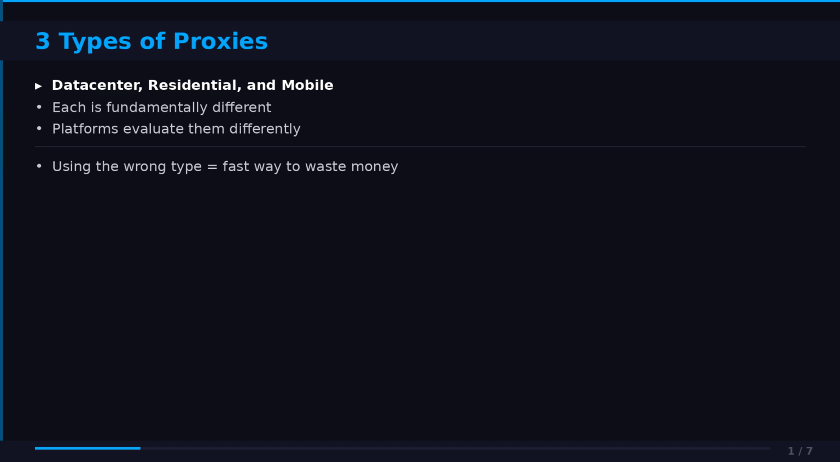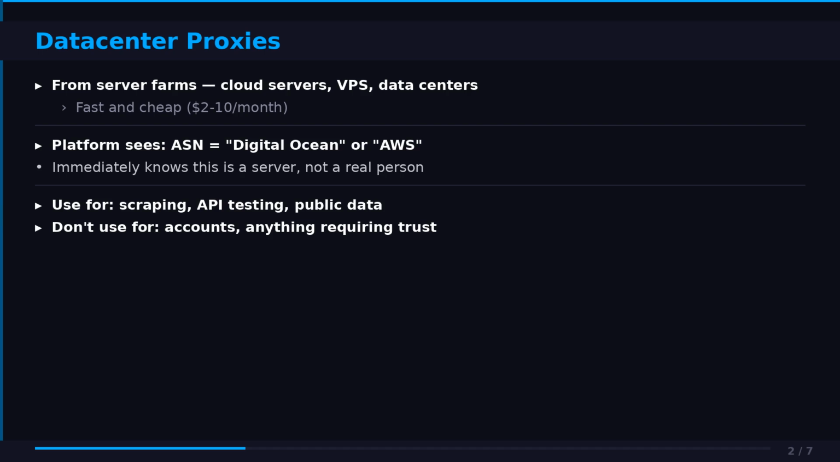Data center proxies. These come from server farms. They are cloud servers, VPS providers, dedicated server farms, data centers basically. The traffic is routed through a centralized server, which means it's fast and cheap. Data center proxies cost maybe $2 to $10 per month. Here's what a platform sees when traffic comes from a data center proxy.